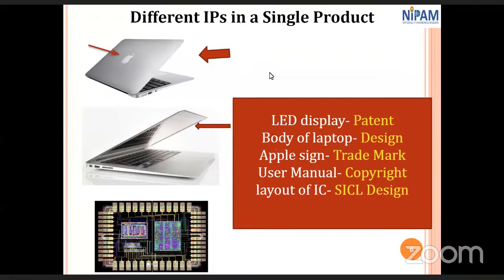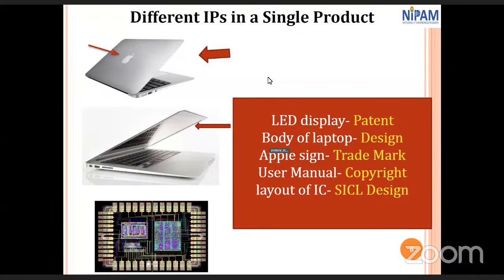You have a patent: the LED display would come under patent, the body of the laptop would come under design, the Apple sign would come under trademark, the user manual would come under copyright, and the layout of the integrated circuits would come under SICLD. So what we learned from this slide is that you have multiple IPs for a single product. It's not that having a product means you are protecting the total product. No, you have different IPs in a single product.